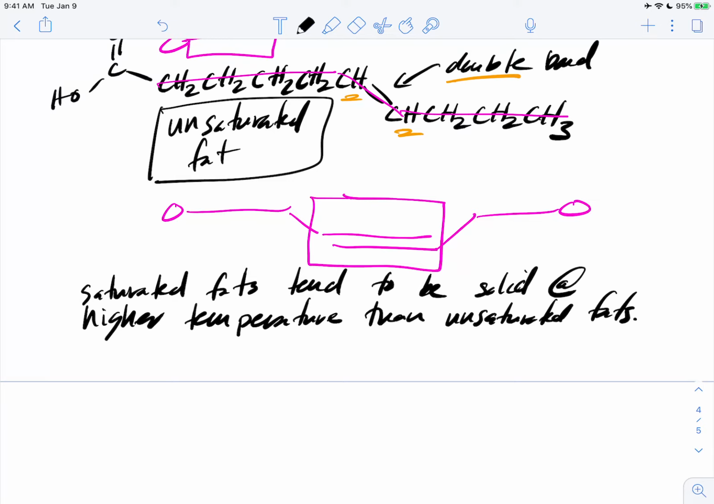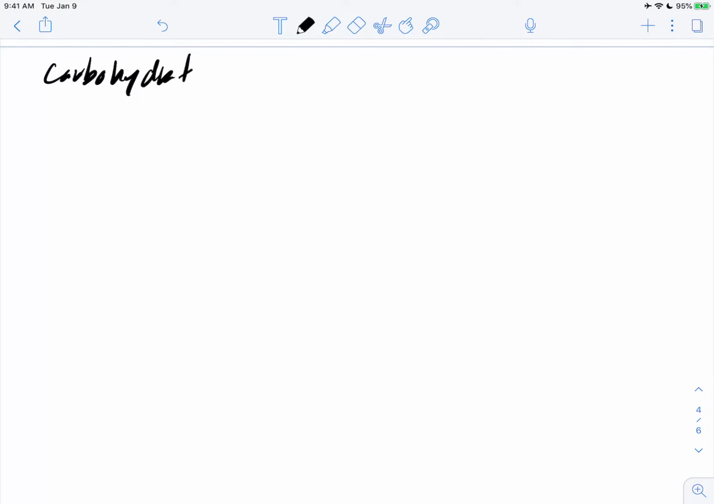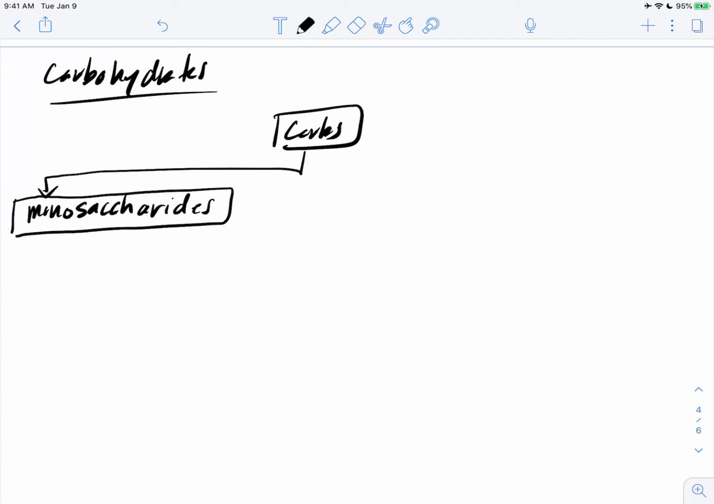So the next we can look at carbohydrates. So carbs can be one of three things. They can be monosaccharides, or simple sugars. Two main types of monosaccharides are glucose or fructose. So glucose or fructose.